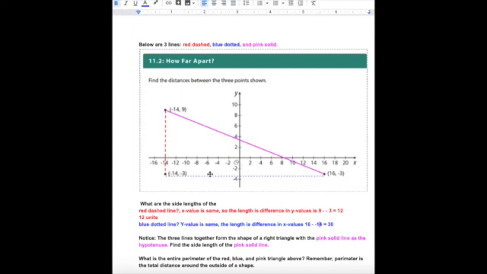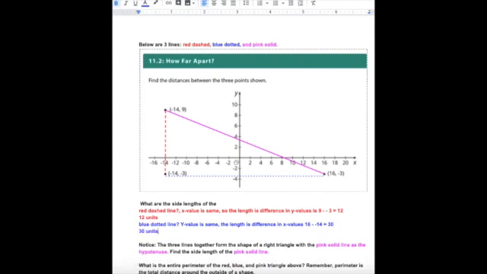Don't say that distance is 2. That distance is obviously not 2 because it's huge. 2 would be this big, from 0 to 2. Use your sense to say that this is a large distance, and it has to be bigger than this one. 16 minus negative 14 is 30. Okay, so my side length here is 30 units.